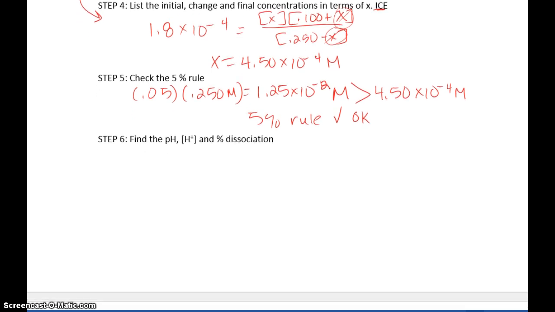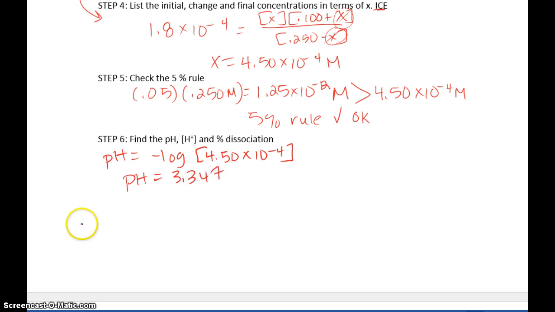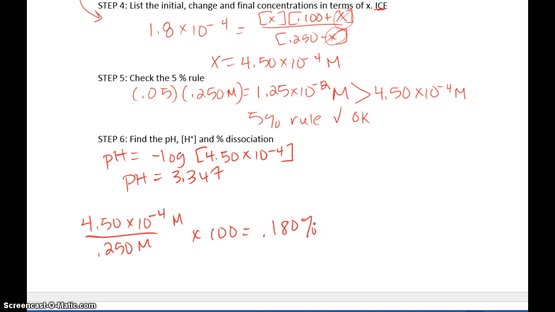pH, H plus, and percent dissociation. So pH is equal to the negative log of our X that we solved for, which is 4.50 times 10 to the minus 4th. The pH ends up being equal to 3.347. Our percent dissociation, we're going to take that acid number, that X we got, and put it over the initial concentration. We're going to multiply it by 100, and we're going to get 0.180%. And so there our whole problem is completed.